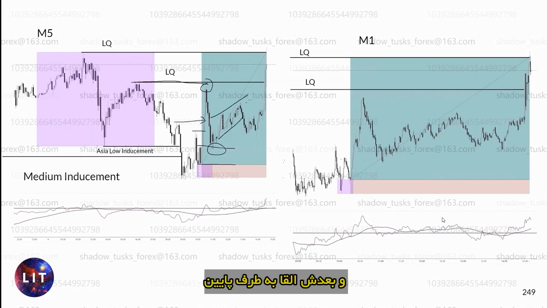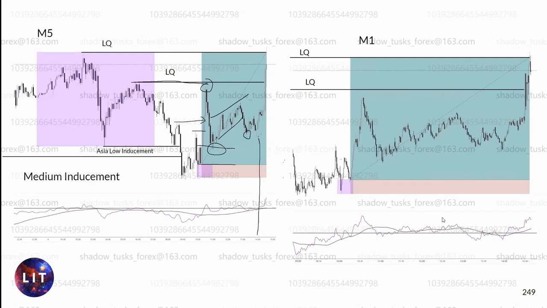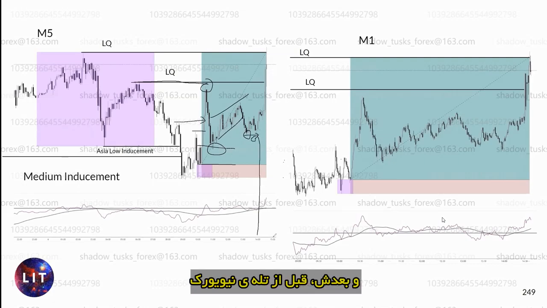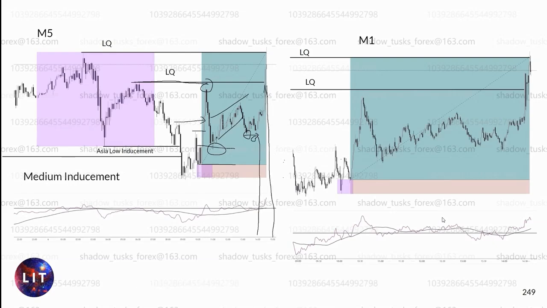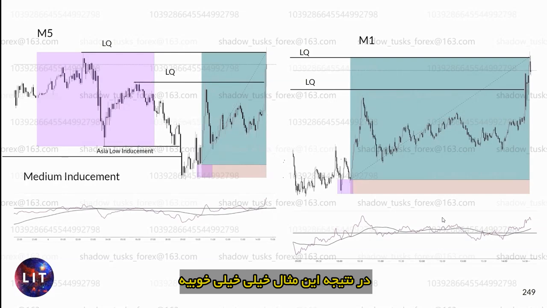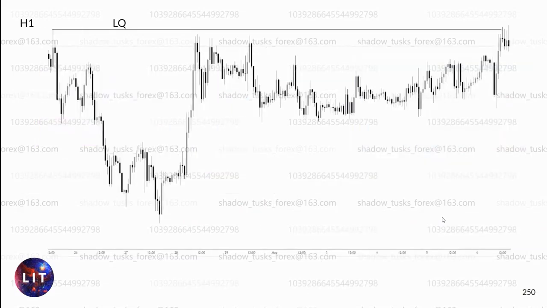And then again, inducement to the downside. At what time? This is New York open. We induce to the downside, and then pre-New York trap, we get our vectors up. So that is a very, very nice example. Let's continue.